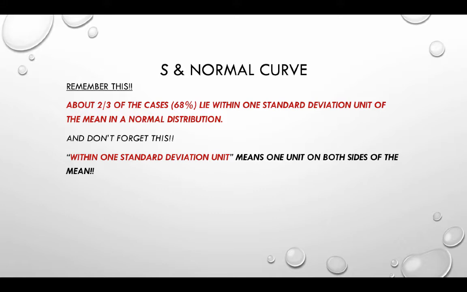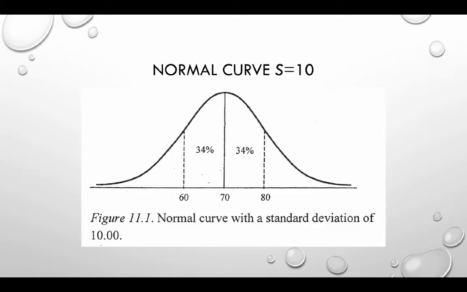Let me show you. Here, your mean is 70. Your standard deviation is 10. So one standard deviation unit would be 10. So from 70 to 80 and 60 to 70. So 68% of the class, if the average was a 70 and the standard deviation's a 10, would have scored between a 60 and an 80.